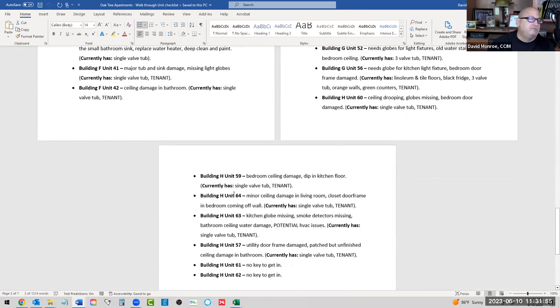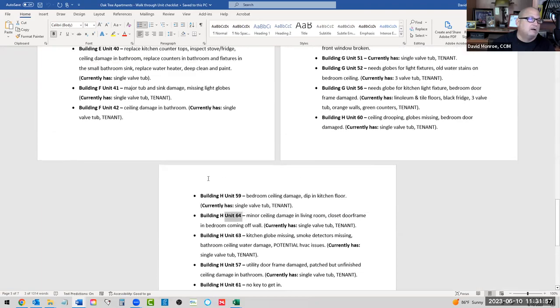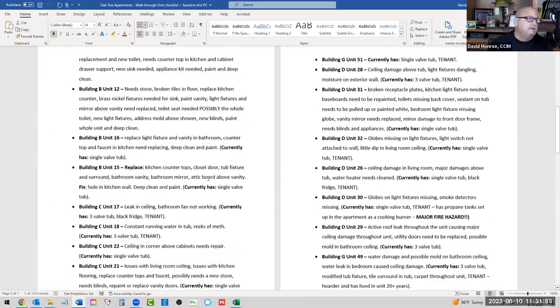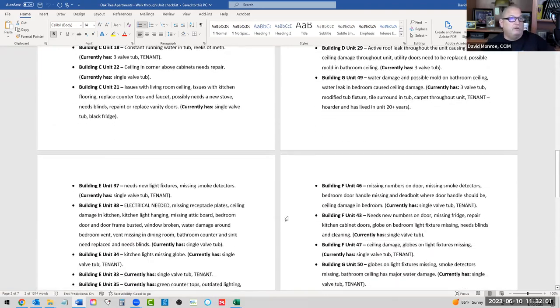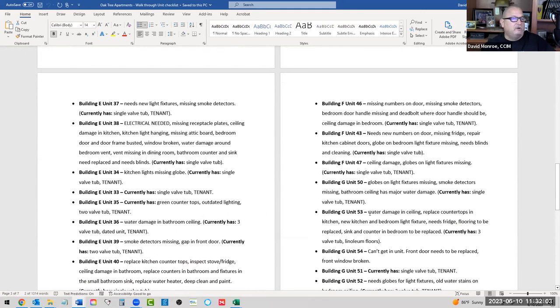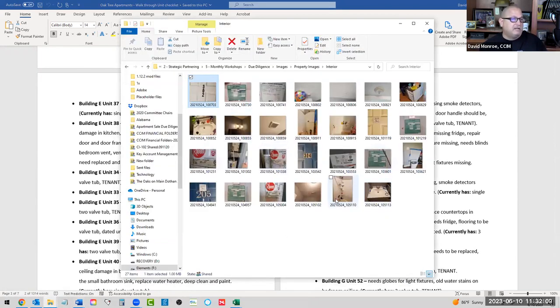Okay. 64 total units on the property, and we walked every stinking one of them. And these were all the notes. So now I have all these notes. I have all these pictures, interior and exterior. I've got all my inspection reports. Now I can take all that information and I can start to put together a business plan to be able to renovate this property and bring it back up to livable condition.